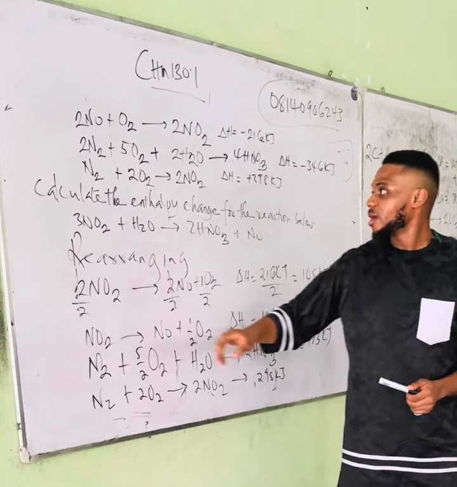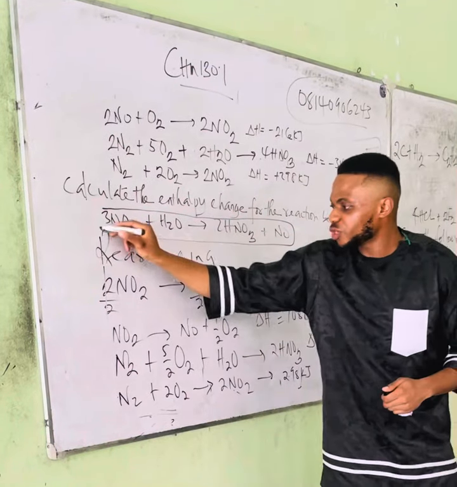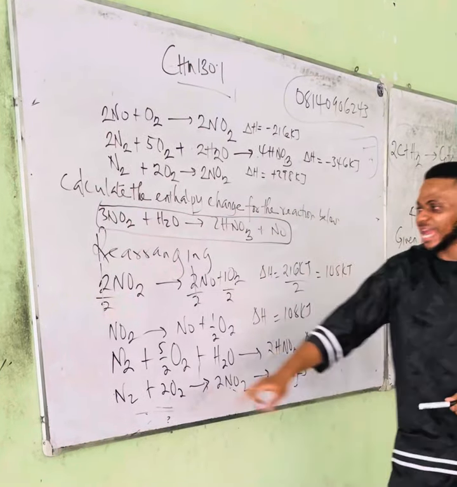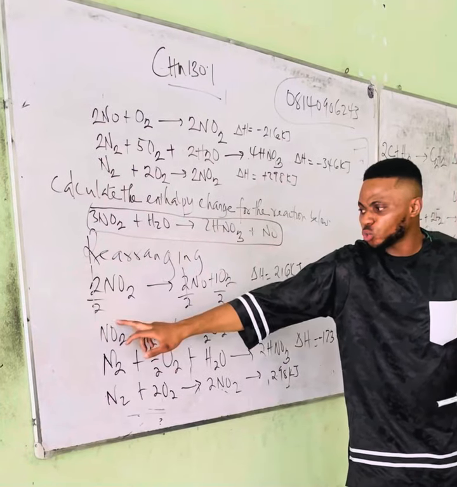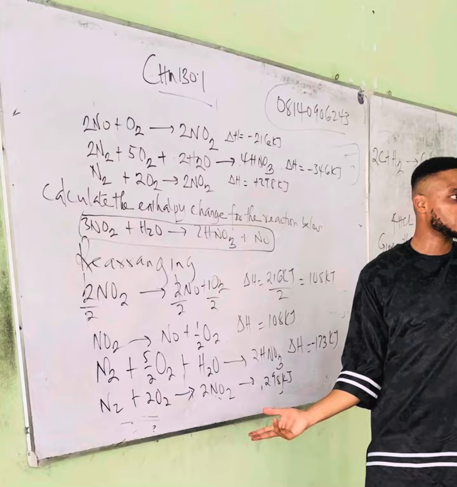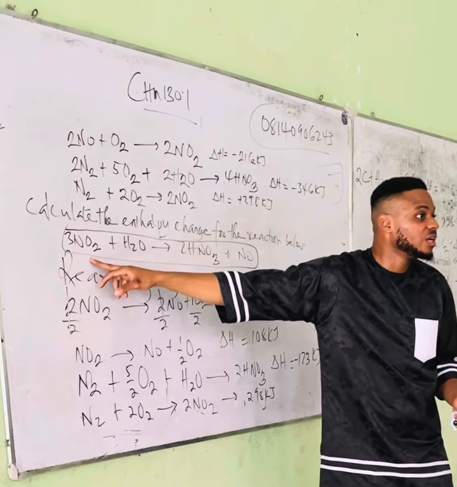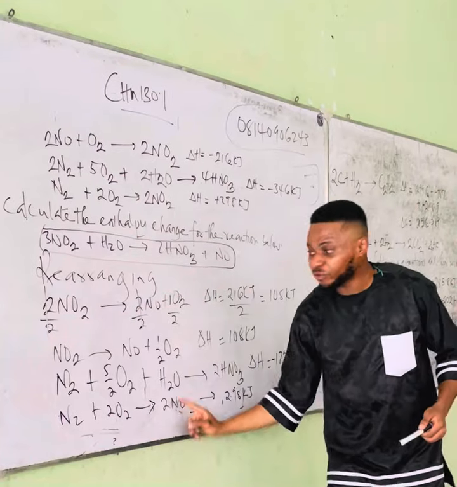Now let us check, because this is the general reaction. This is what we are trying to achieve. Let us look at NO2 first. NO2 is 1 on the reactant side, right? But on the product side it is what? But on the general reaction it is what? 3, right? So what does it mean? It means that we have to what?